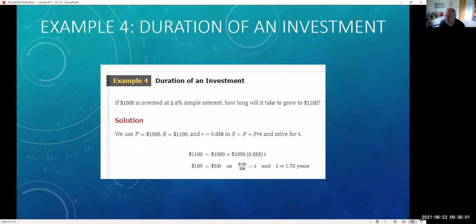Again, what's happening this time is your variable is going to be something unusual, time. So what will we do? Of course, we're going to think about the relationship between the future and the present values. And we're going to use P as our present value.